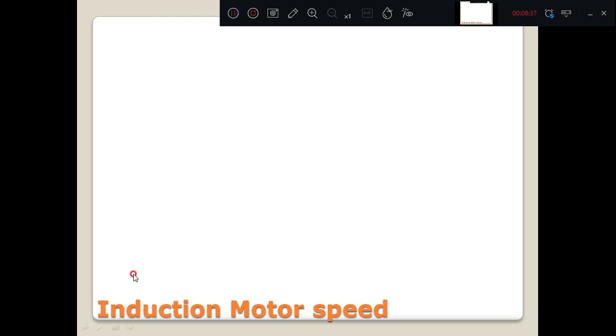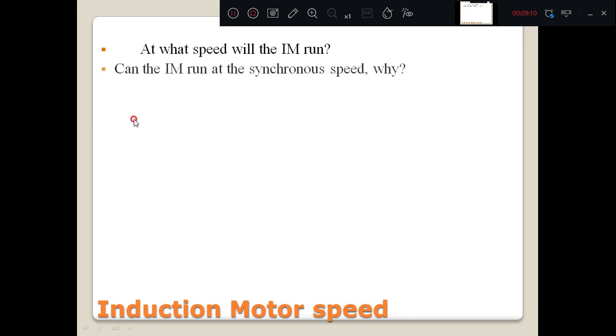Then, what is the speed of the induction motor? At what speed will the rotor of the induction motor rotate? Is it equal to the synchronous speed or less than the synchronous speed? Here we are raising two different questions. At what speed will the induction motor run? Definitely the speed of the rotor of the induction motor is always less than the synchronous speed. Can the induction motor run at the synchronous speed? No, it never runs at the synchronous speed.